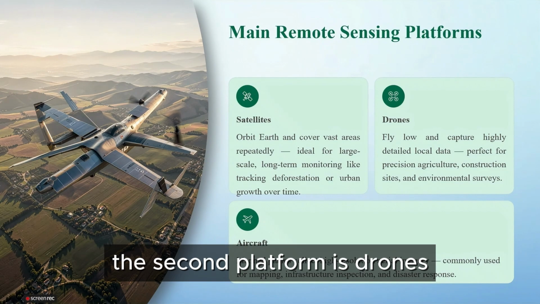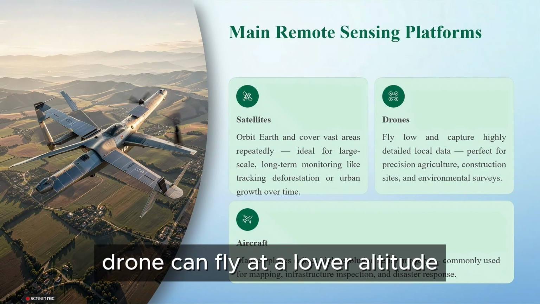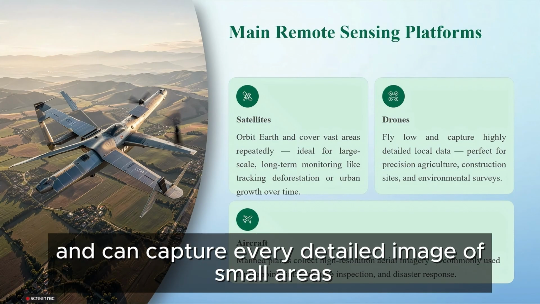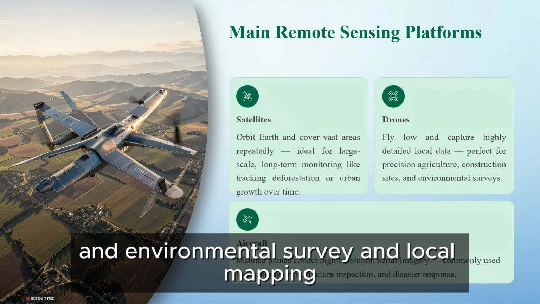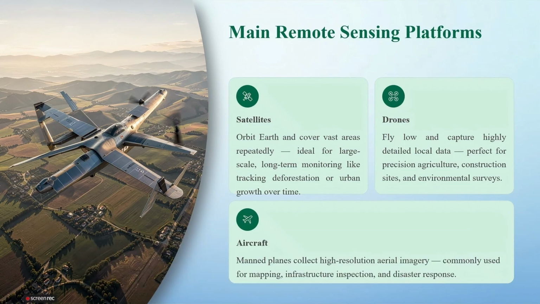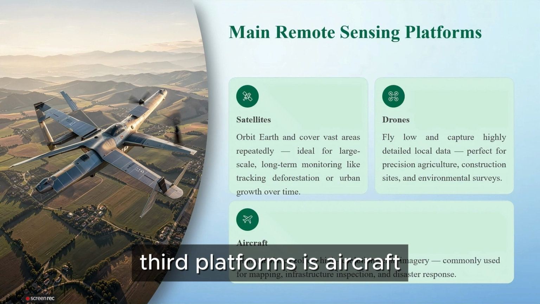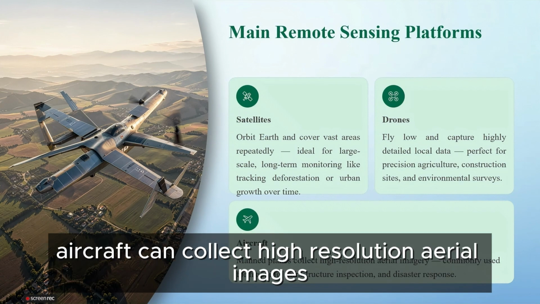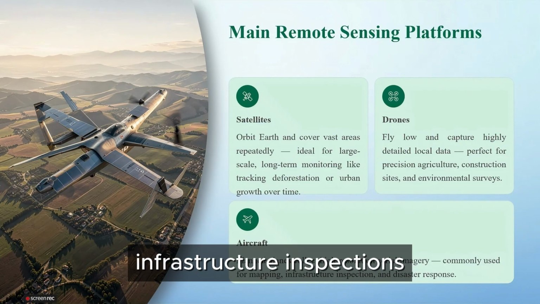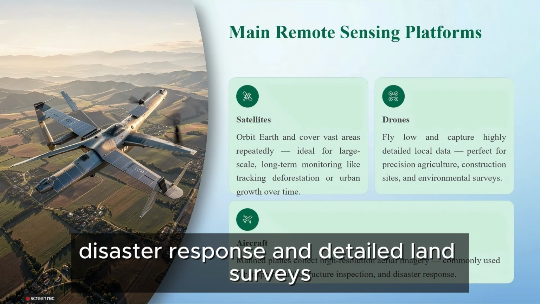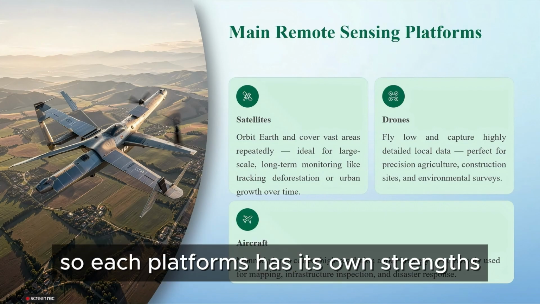The second platform is drones. Drones can fly at a low altitude and capture very detailed images of small areas. They are useful in precision agriculture, construction monitoring, environmental surveys, and local mapping. The third platform is aircraft. Aircraft can collect high-resolution aerial images and are often used for mapping, infrastructure inspections, disaster response, and detailed land surveys. So each platform has its own strengths.